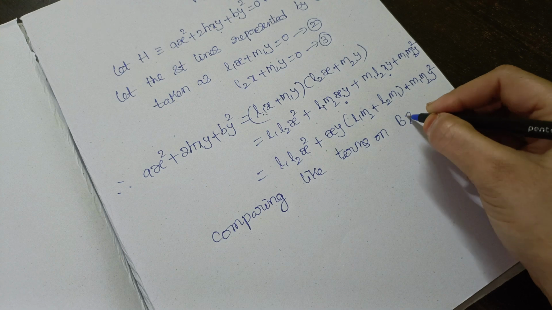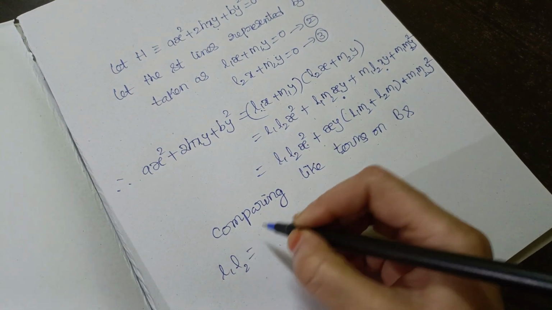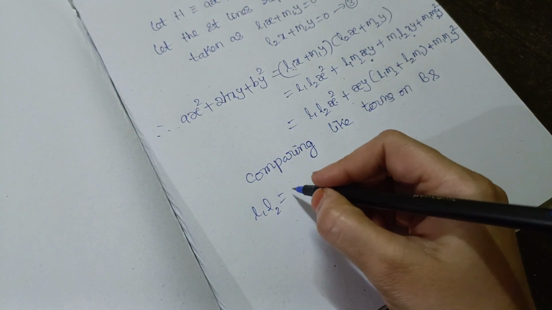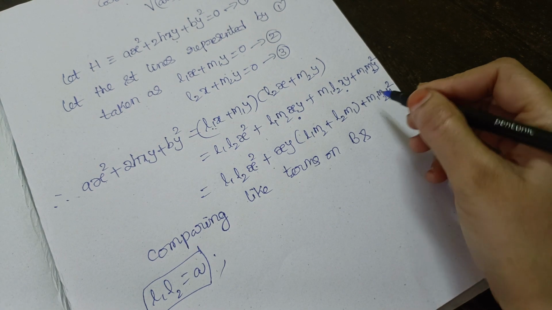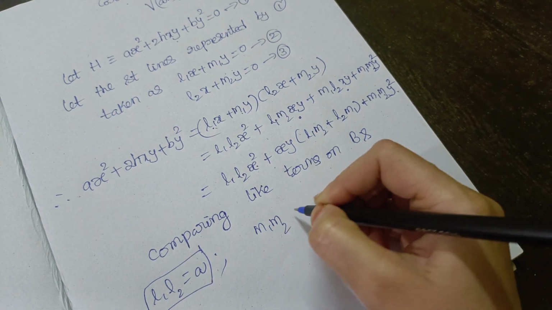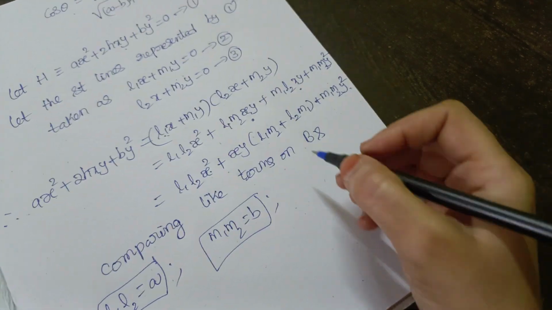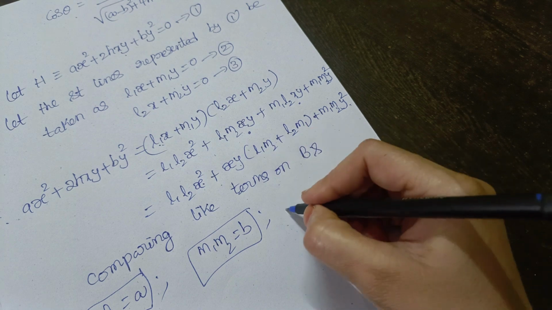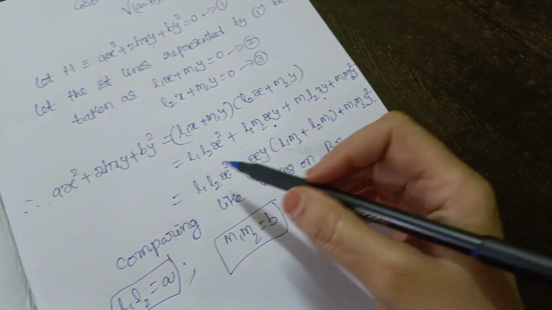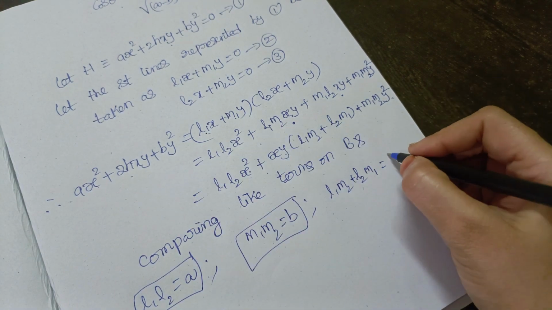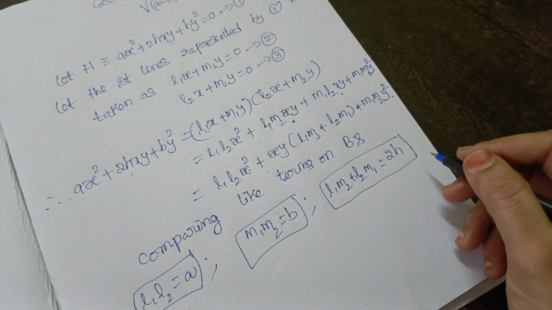Now comparing the like terms on both sides. The x square coefficient is L1 L2, so L1 L2 is equal to the right side x square coefficient, which is a. Highlight this. Coming to the y square coefficient, M1 M2 is equal to b. That should also be highlighted. And coming to the xy coefficient, L1 M2 plus L2 M1 is equal to the xy coefficient on the other side, which is 2h. So L1 M2 plus L2 M1 is equal to 2h.